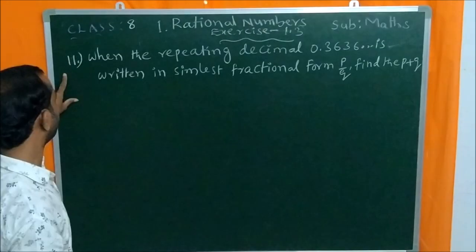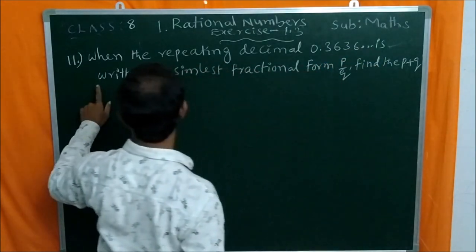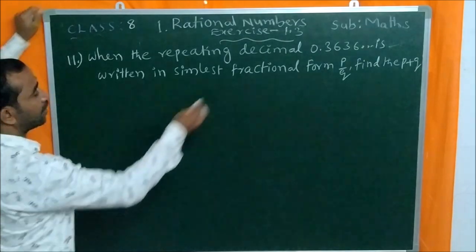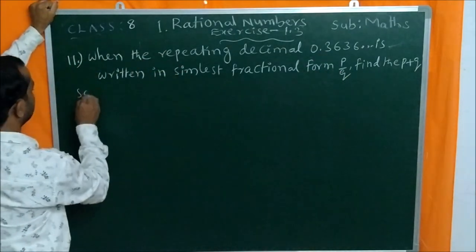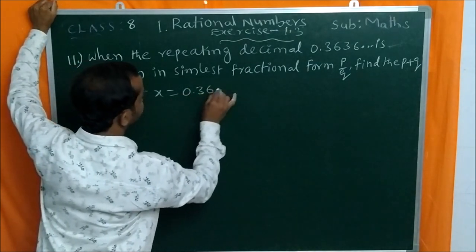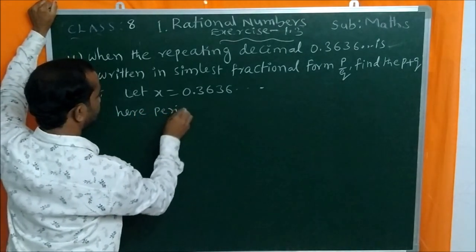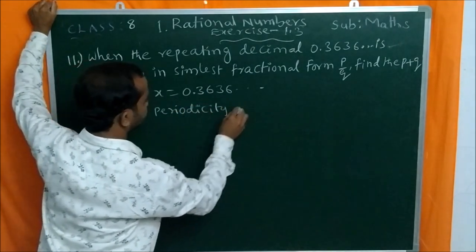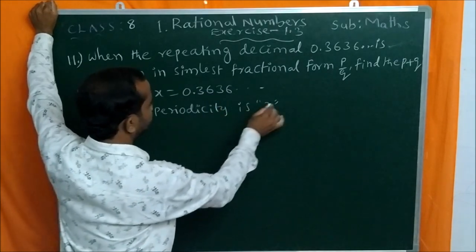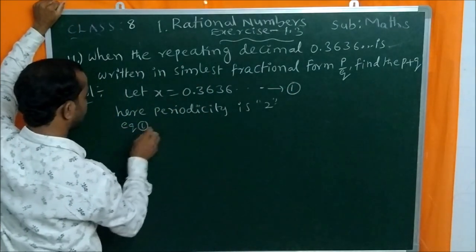Okay, right. Now the next, 11th problem. When the repeating decimal 0.3636 and so on is written in simplest fractional form p by q, find p plus q. So first of all, we find the p by q form. Let x equal 0.3636 and so on. Here 36 is the repeated block of digits, so the periodicity is 2. This is equation number 1.